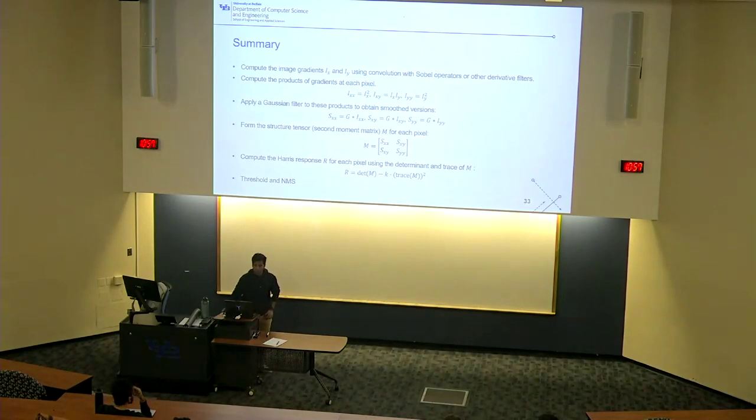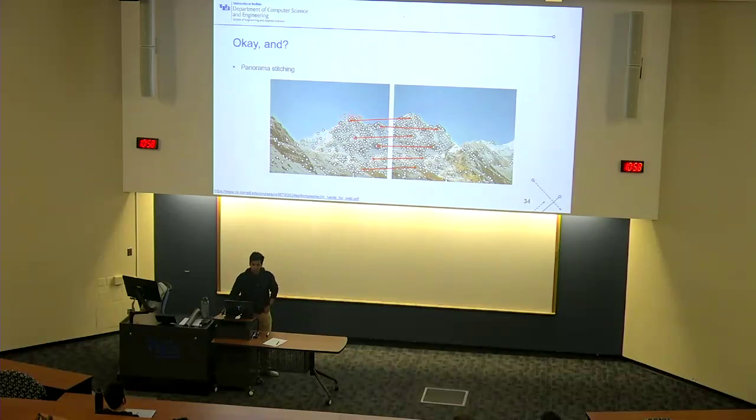So from the top, we start by computing image gradients using the Sobel operator or any other filter that gives you the discrete derivative. Then we compute the products of gradients at each pixel, which is our Ix, Iy terms. And then we apply a Gaussian filter, which is the weighting step, to give us the S terms for the structure matrix tensor. And then we compute the Harris response, which gives us what the implicit eigenvalues are. And then we threshold it, apply non-maximum suppression, and that gives us a whole bunch of features.